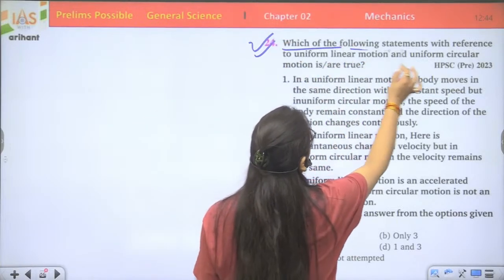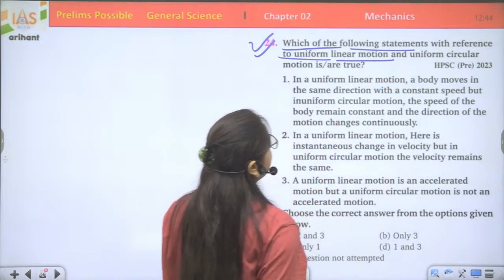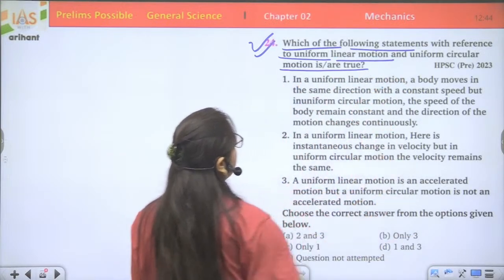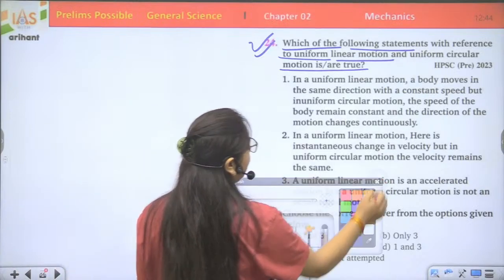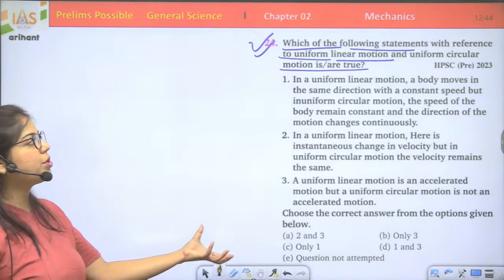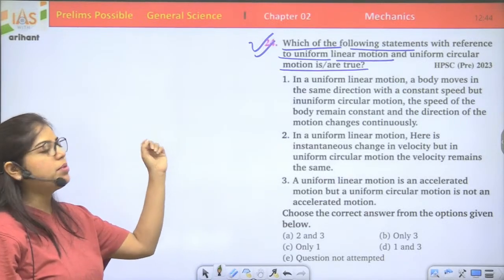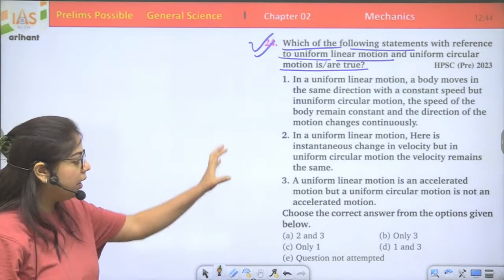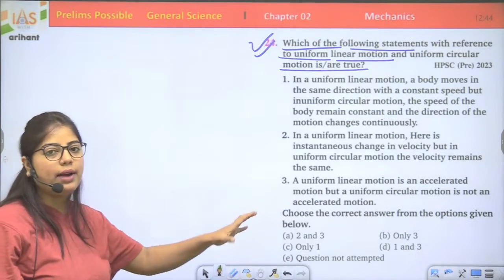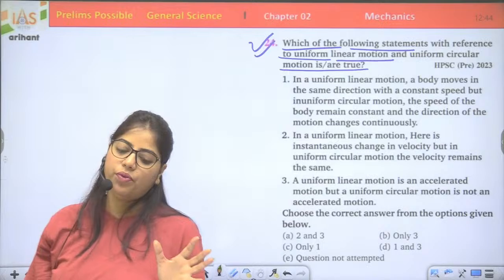Which of the following statements with reference to uniform linear motion and uniform circular motion are true? First of all, you have to understand what is linear motion, what is uniform linear motion and uniform circular motion. After that, you can answer this question. Given all the statements, you have to understand which statement is true or false.